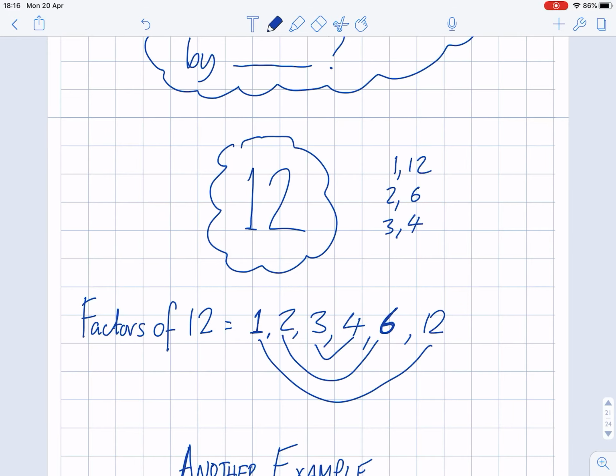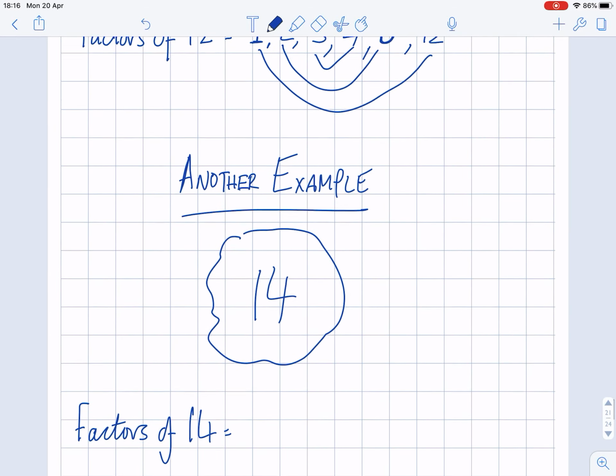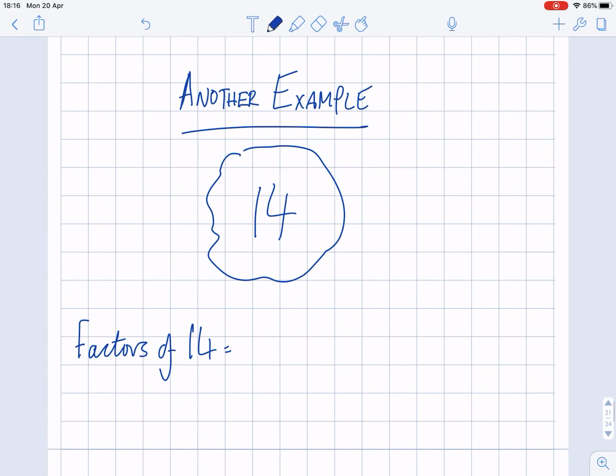That should make sense. I'm going to go through it again with 14. So again, factors of 14. Well, we've said that 1 is always a factor of 14. 2s, yeah, I can count up in 2s and land on 14. 3s, 3, 6, 9, 12, nope. 4s, 4, 8, 12, nope. 5s, nope. 6s, 6, nope. 7s, yes, 7, 14. Now, what is 7 in comparison to 14?